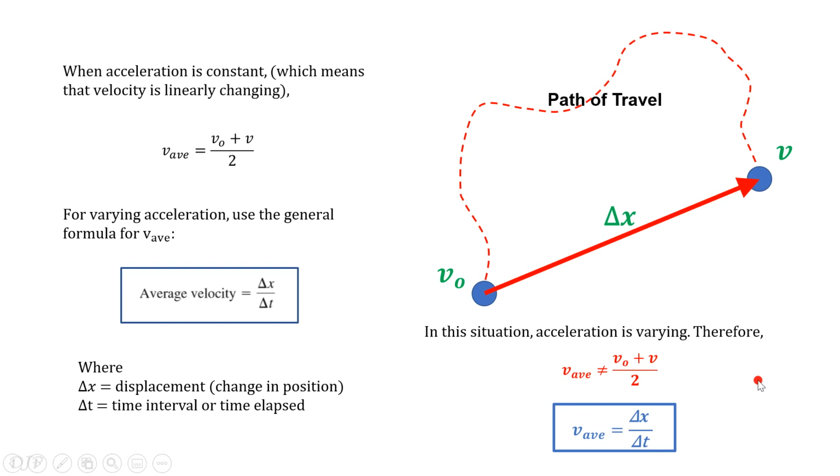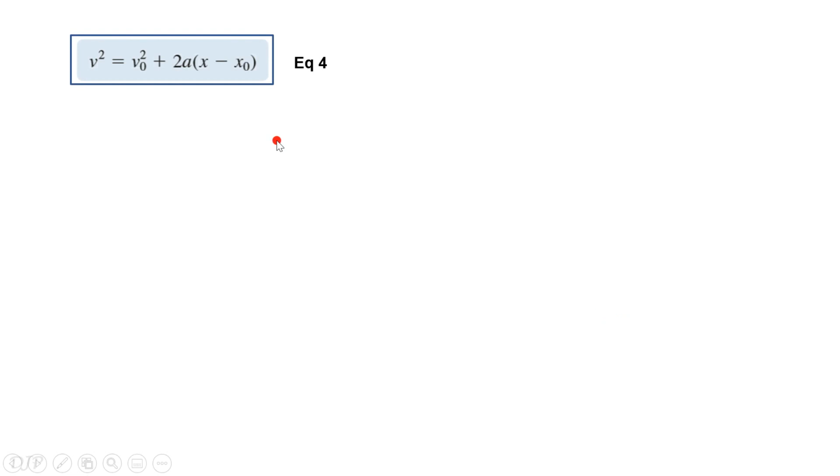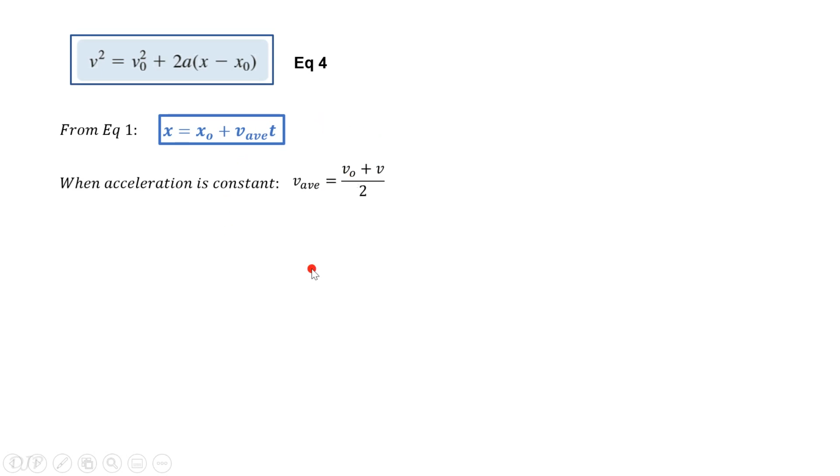Now let's go back to the derivation of the last kinematic equation, which is the fourth kinematic equation. Let's now derive this equation by outlining first the needed formulas. Let's recall that from equation 1 we have this formula. Also, when the acceleration is constant, we have this formula. Finally, remember that from equation 2, we derive this formula. Then, by manipulation, we can express time as follows.